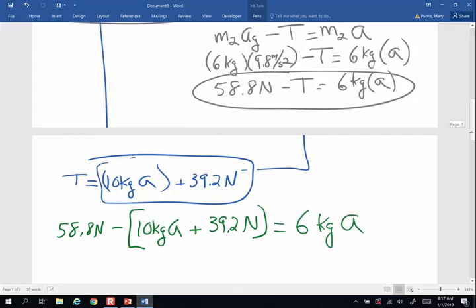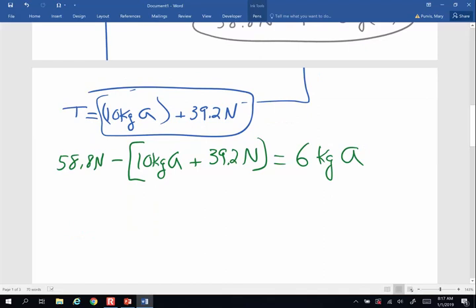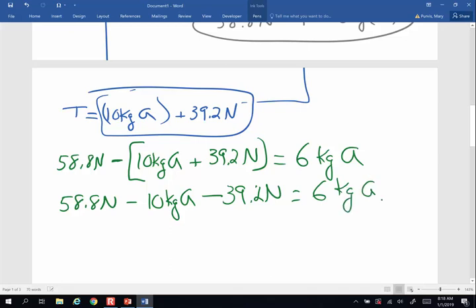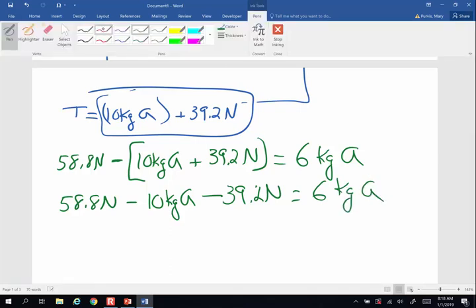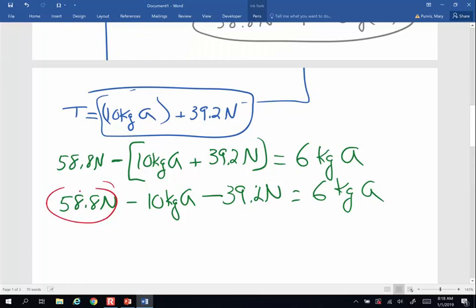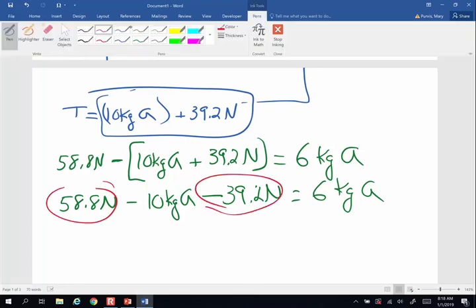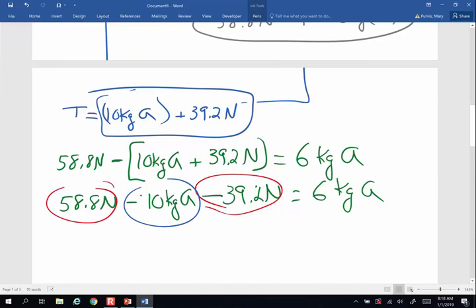times A. I have to distribute this negative sign throughout all of that. So this is going to be 58.8 newtons minus 10 kilograms A minus, that negative sign gets distributed, 39.2 newtons equals 6 kilograms A. And I want to get all the like things together. So I've got newtons on this side, newtons on that side, and I have kilograms and acceleration. I want to put this on that side. So here's what happens.